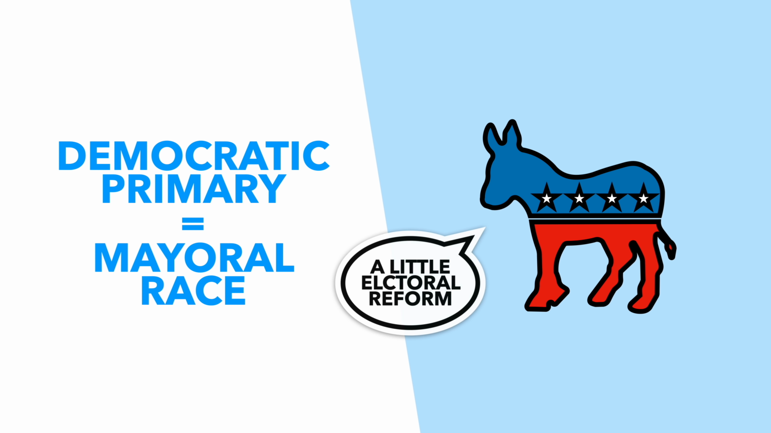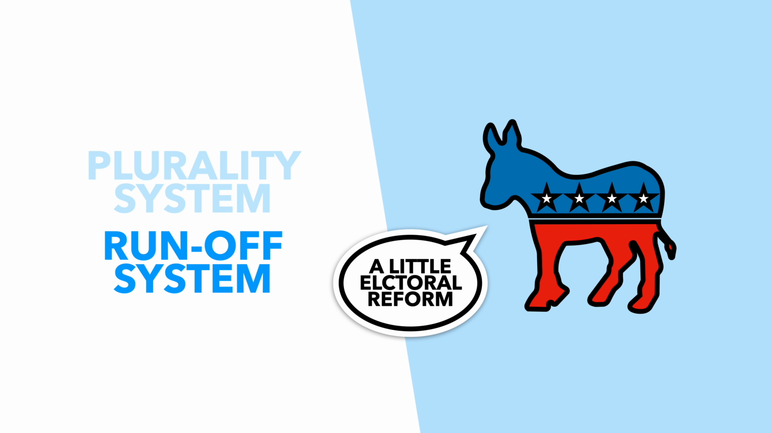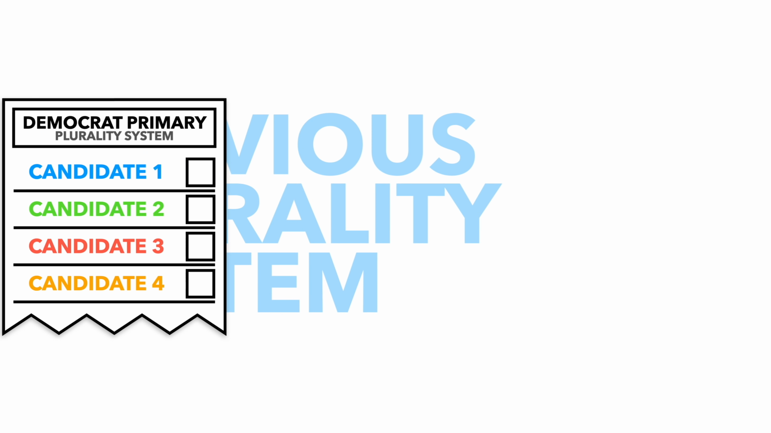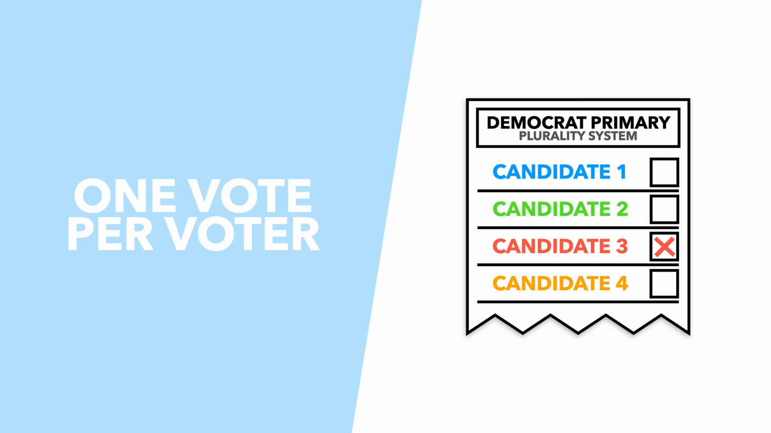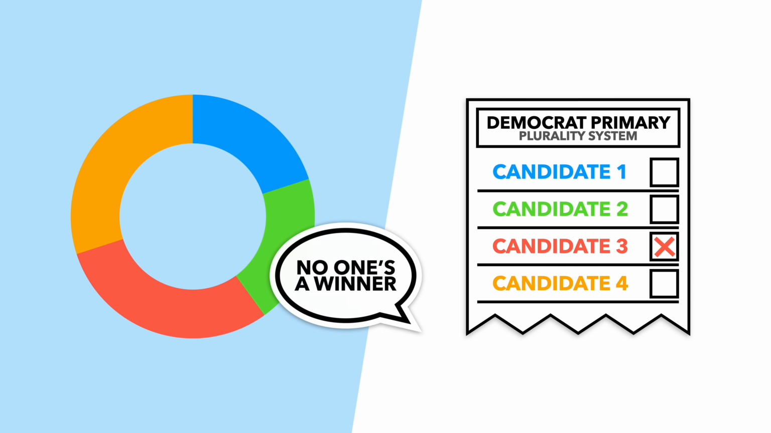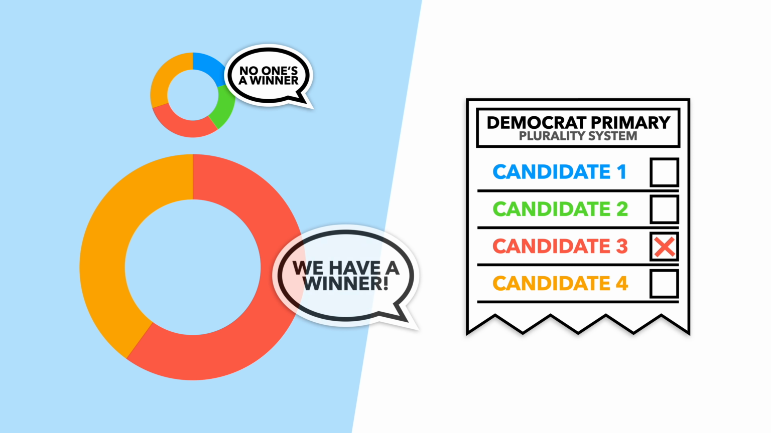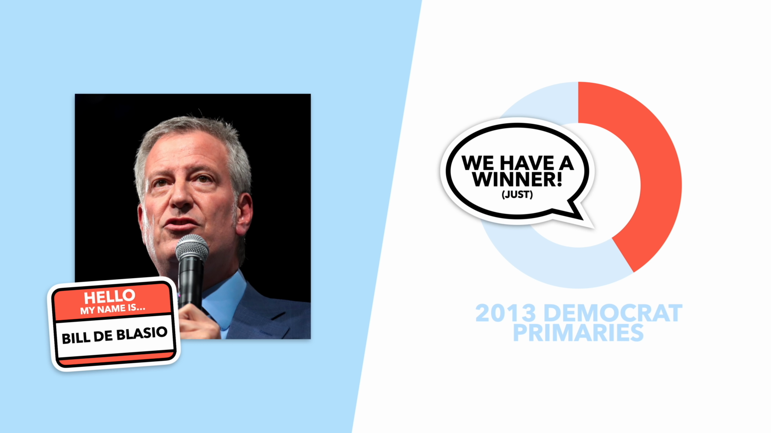This year, the Democrats changed their electoral system from a plurality system to a runoff vote system. In the previous plurality system, voters only got one vote, and whoever got the most votes won, provided they got at least 40% backing. If they didn't reach the 40% threshold, then there'll be a runoff election between the top two candidates. Bill de Blasio, the current mayor, won the 2013 primary with just 41% of the total vote.